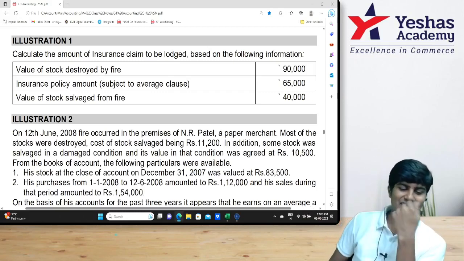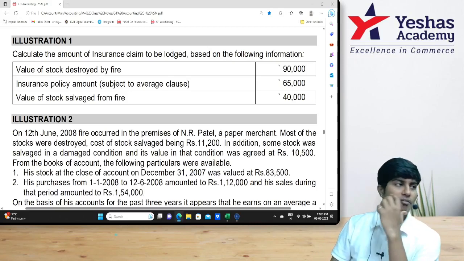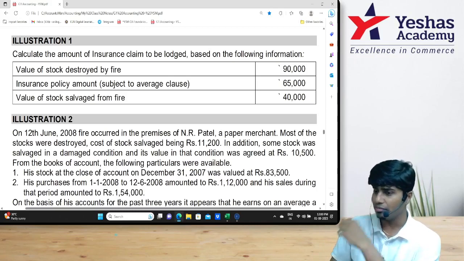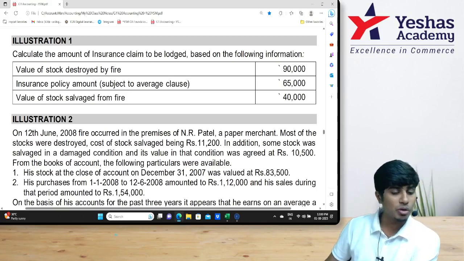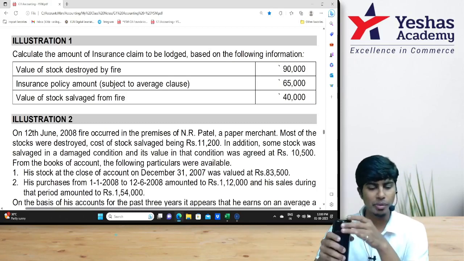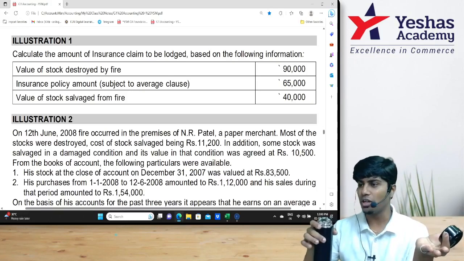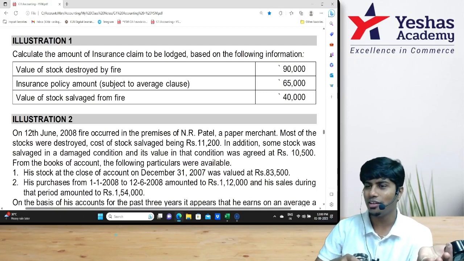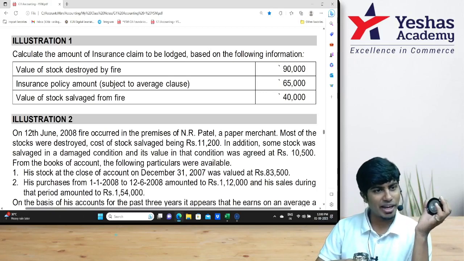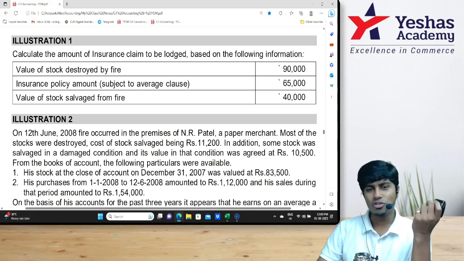Now read. Calculate the amount of insurance claim to be lodged based on the following information. Value of the stock destroyed by fire 90,000. How much is the stock destroyed by fire? Okay, this is insurable amount. Insurance policy is how much? 65. They don't have to tell subject to average clause; we can only get to know that it is average clause. Why? They should have taken insurance policy for 90. They have taken for 65. Am I right? Okay, now tell me. There are only 3 numbers. You tell me how much will be insurance claim.